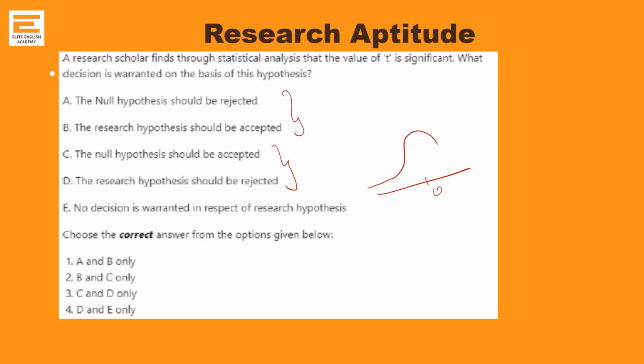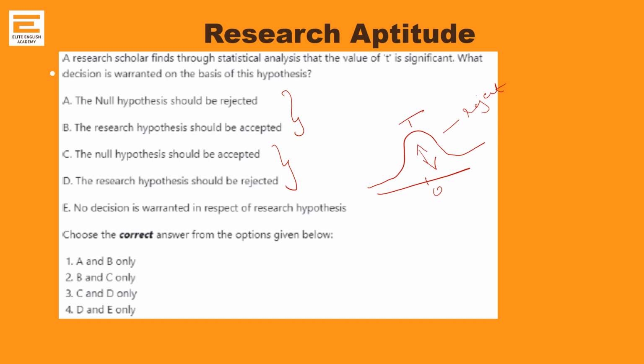So here it goes like this. So it is the t value. So here according to the rule, if the absolute value of the t value is greater than the critical value, we reject the null hypothesis. So here when there is a difference between null hypothesis and t value, we have to reject. So that should be the answer.